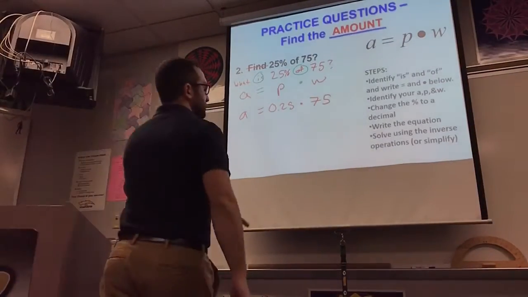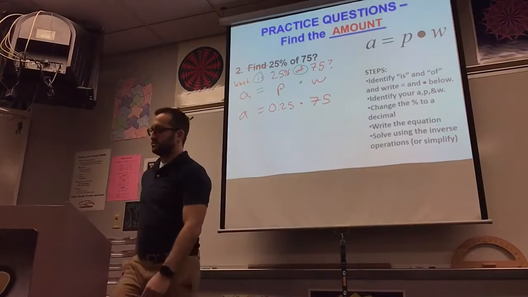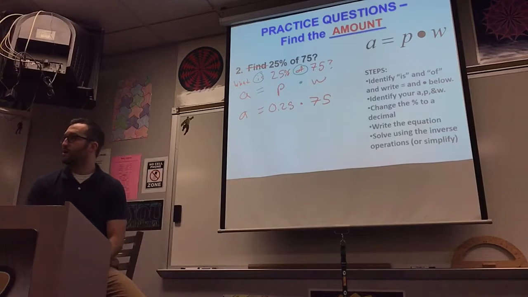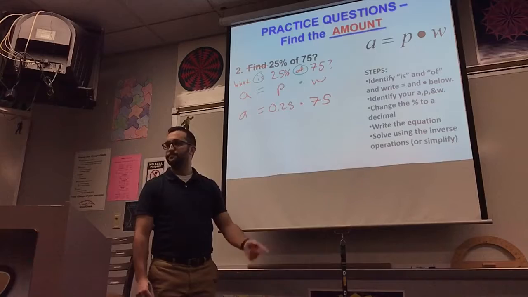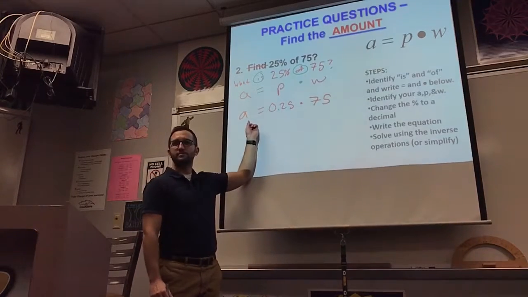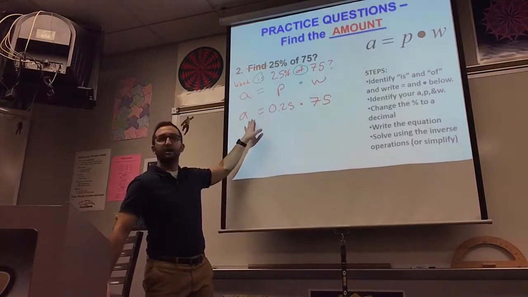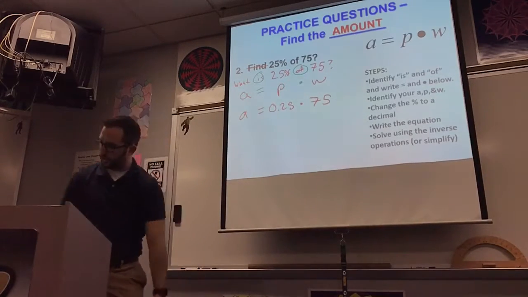Now, do we need to solve using the inverse operation, or do we need to simplify? Simplify. Why do we need to simplify and not solve in this one? What do you notice about the variable? It's already isolated, it's by itself already. So since it's already by itself, I don't need to solve, I can just simplify that right side. So use your calculator and tell me what it is.